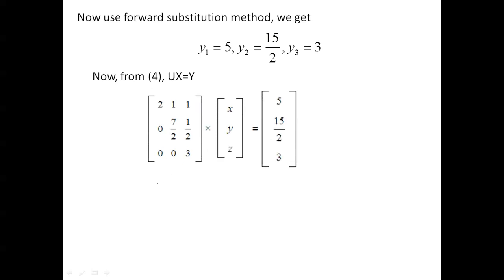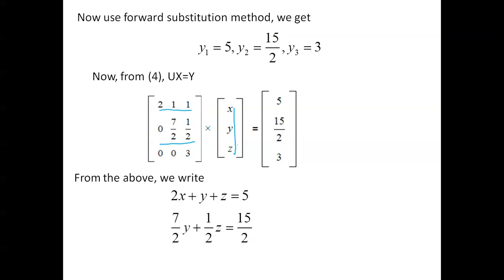Now we have to multiply the matrices on the left hand side. Taking the first row along with the column, we get 2x plus 1y plus 1z equal to 5. That is the first equation. The second equation is 0 into x plus 7 by 2 into y plus 1 by 2 z equal to 15 by 2. Next, third row: 0 into x plus 0 into y plus 3z equal to 3.